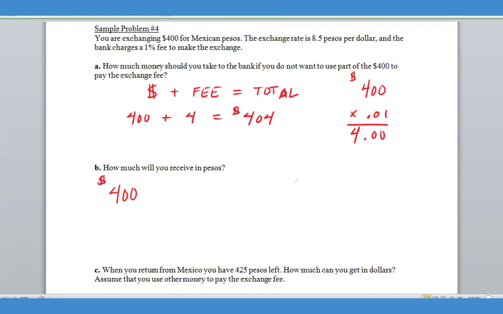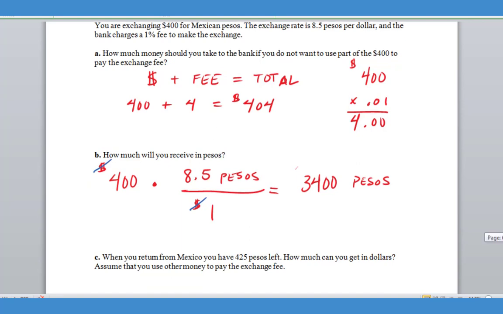So if you see the word per, that's like a division problem. So we're going to take 8.5 pesos per $1. Now, in this case, the unit analysis, or the units of measure that are the same, are the dollars. So we're going to actually cancel those out. And we're going to simply multiply 400 times 8.5, which gives us 3,400. And the unit of measure that is remaining is the pesos. So we're going to have 3,400 pesos to take on our trip.